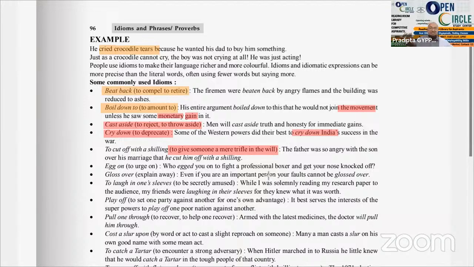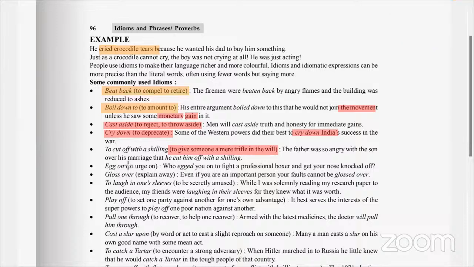Would you understand what is shilling? Shilling is a coin. Like you have paisa, they have shilling. So he cut him off with a shilling. तो ये shilling ले और जा और मुझसे expect मत करना. Why? Because the father was angry with the son over his marriage. Maybe the son married somebody whom the father did not like. Okay, next one.